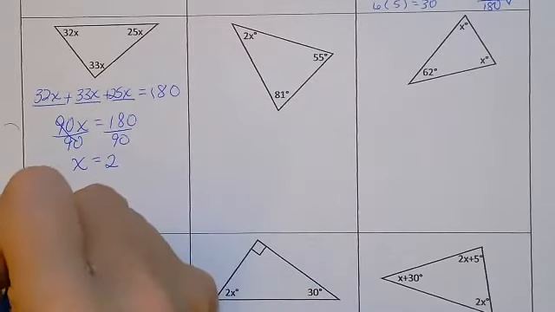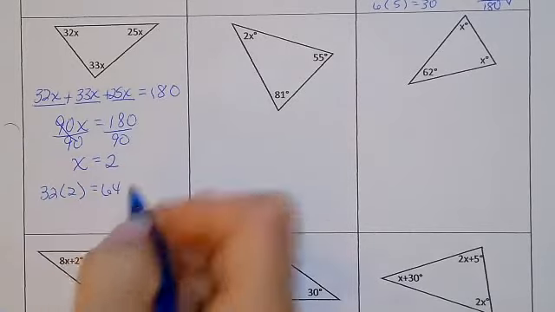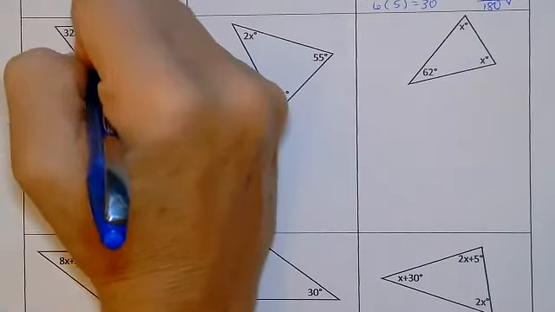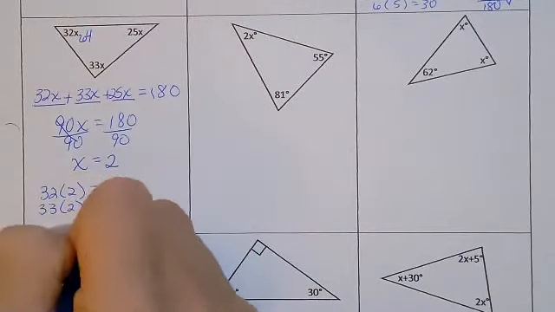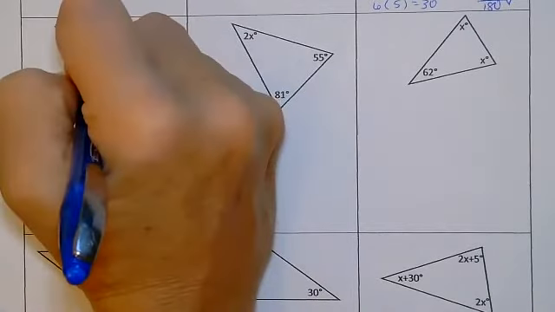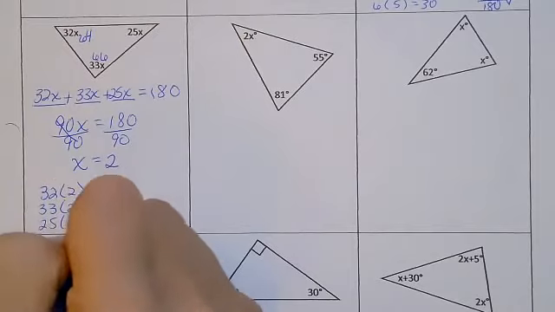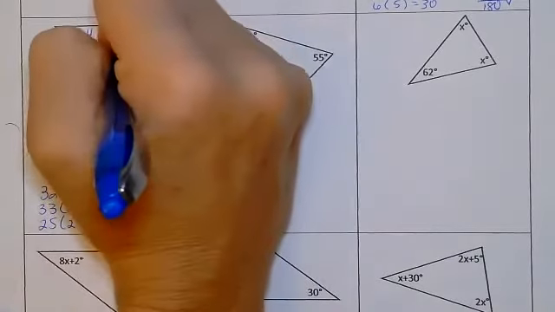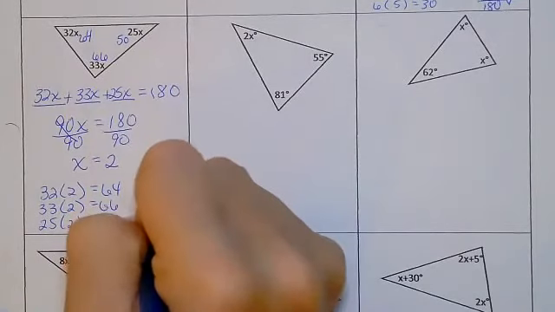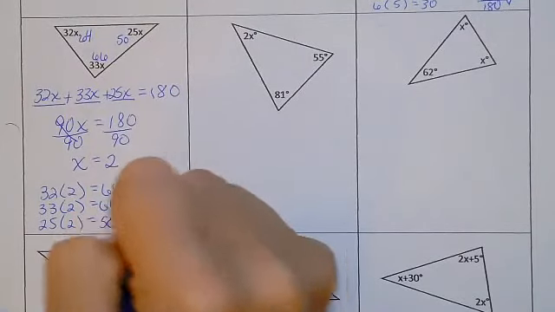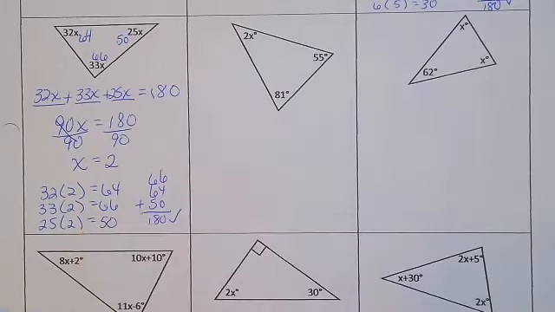So now I substitute. 32 times 2 is 64. 33 times 2 is 66. And 25 times 2 is 50. Let's make sure that they equal 180. And it does.